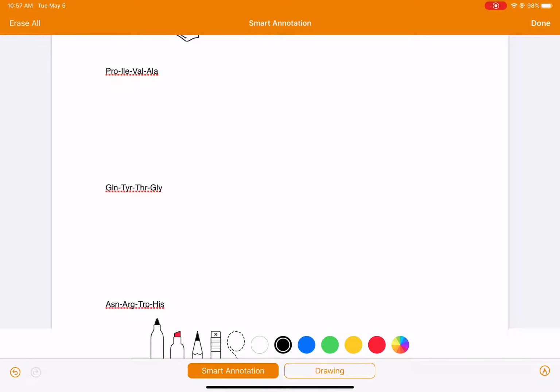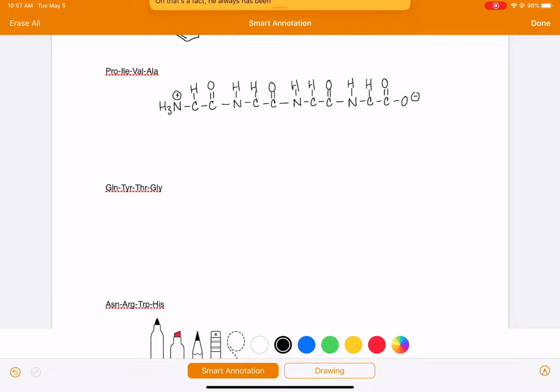PRO-ILE-VAL-ALA. So we want to set up for 4 amino acids in this peptide. The first amino acid is going to be NH3, CH, C double bond O. There's amino acid number 1. And then amino acid number 2 will be NH, CH, C double bond O. Amino acid number 3, NH, CH, C double bond O. And the last one, number 4, NH, CH, C double bond O. And because this is the end, we got to put that C terminal down there on the end.